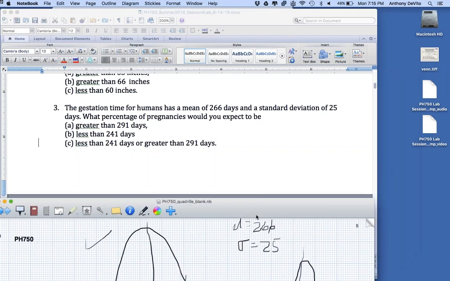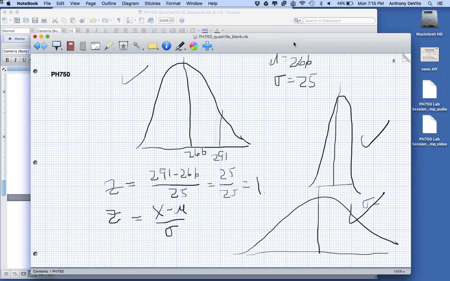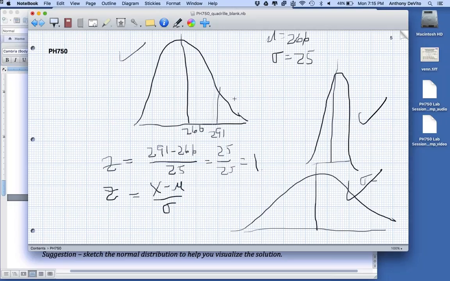So what's the probability of having a pregnancy greater than 291 days? Well, I think we said 16%, right? 34%, 50%, leaves 16%. You may know that gestation period is not really normally distributed, right? Because you get a lot of premature babies. So it's really a skewed distribution, but we're making believe that it's a normal distribution.